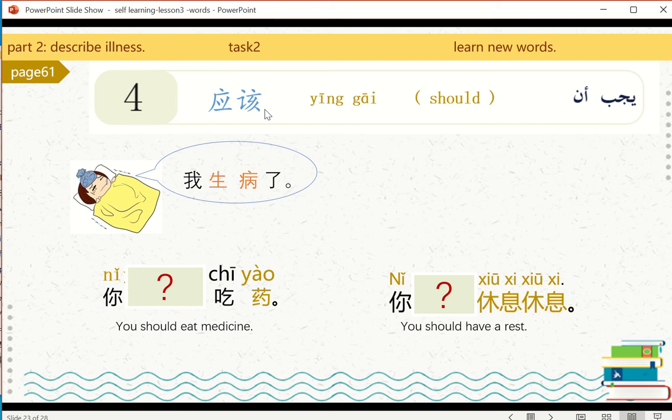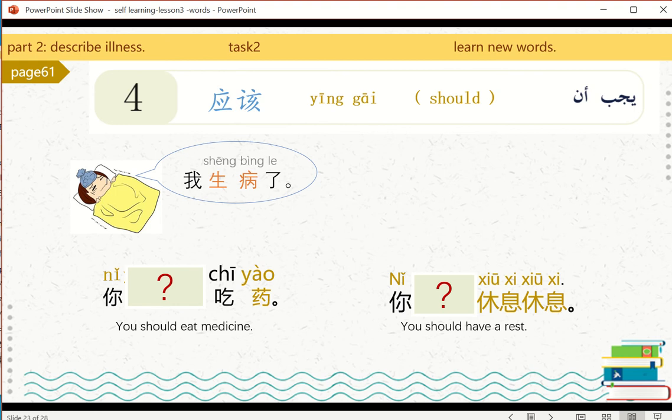应该, so this is how we use this. We'll use this word to give suggestions, to recommend someone to do something: you should do something. 应该。好, can you try to read this sentence? You can pause the video to think or to check.